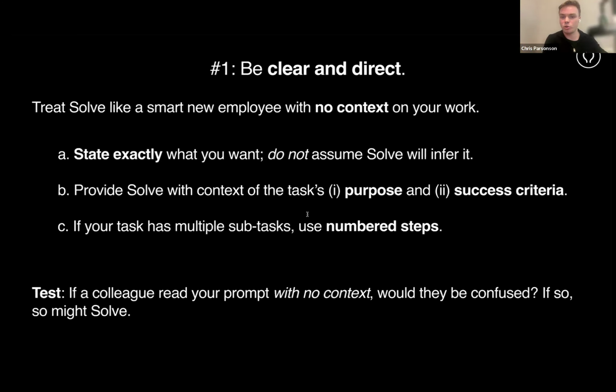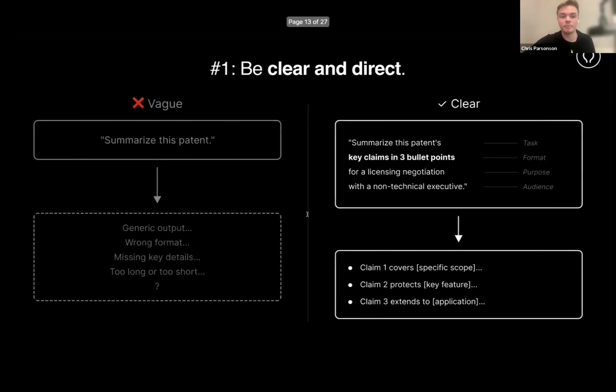And as a general heuristic, or a general test you can use when evaluating your own prompts, imagine giving your colleague this prompt without any context, and that's the crucial thing, no context. Ask yourself, would they be confused by the instruction you're giving? And if the answer is yes, then so might Solve, or so might the AI system.